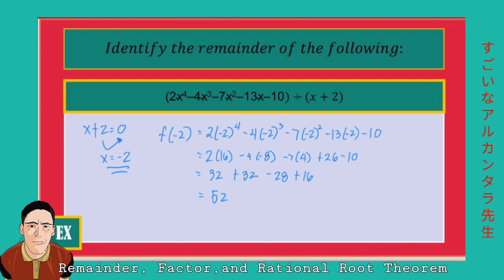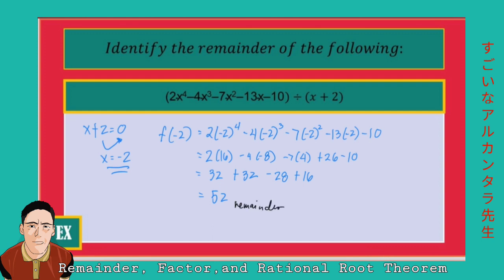Wait, what? I'm lagging now. Yeah, it's 52. Negative 28 plus 16, that's going to give us negative 12. So 20, okay, that's the remainder. So 52 is our remainder for f of negative 2.